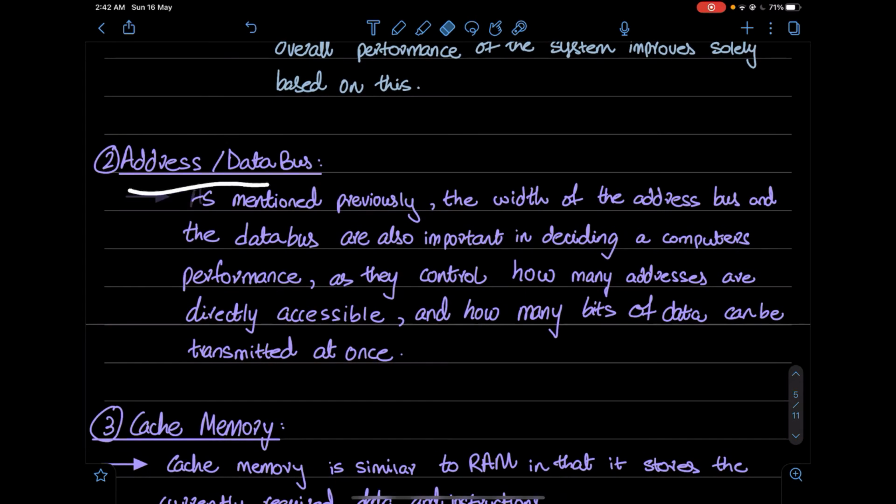Okay, so address and data bus, right? For the address and data bus, we just read that the width of the address bus and the data bus is also important in deciding a computer's performance, right?